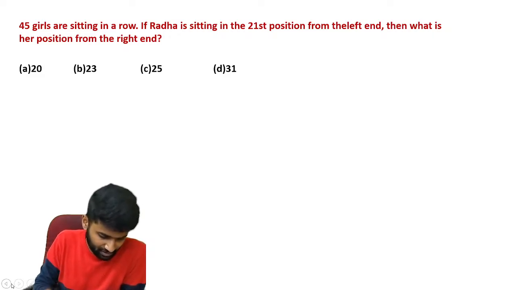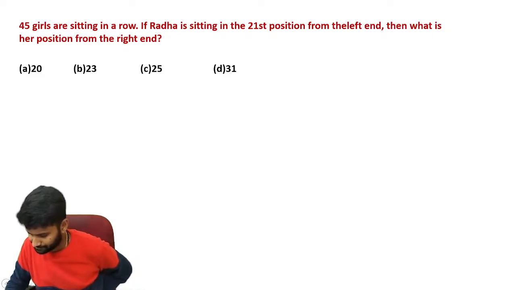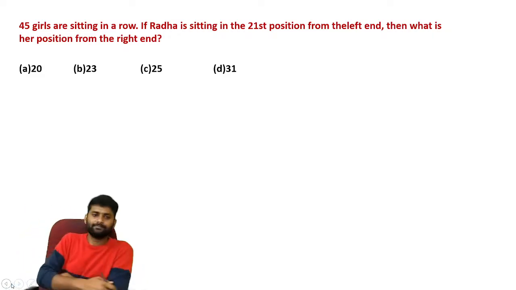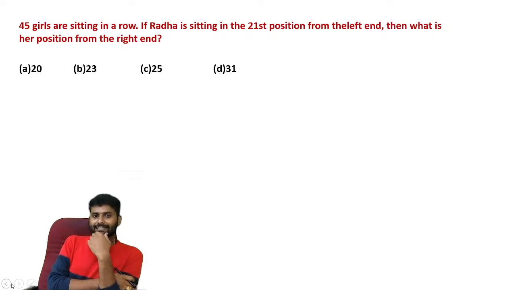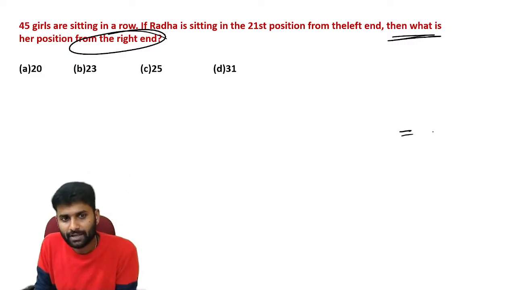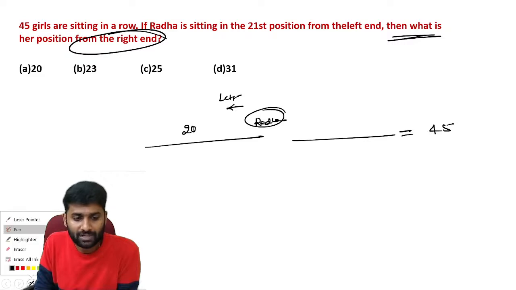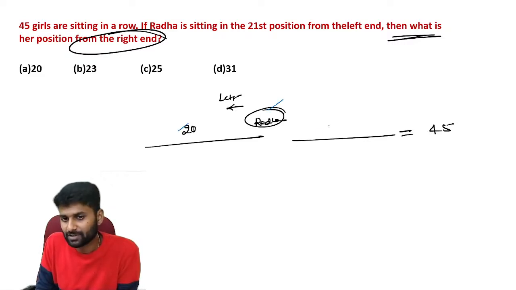Let's see this question from the ranking concept. Now see, 45 girls are sitting in a row. If Radha is sitting 21st position from the left end, then what is her position from the right end? Now in this question you have to include Radha. Remember that point. In a row there are a total of 45 girls. If we count Radha from the left end, her position is 21. It means on the left side of Radha there are 20 people. According to the data, the total count is exactly 45. Now 20 plus 1 is 21. So definitely on the right side of Radha we have 24. Then only you will get the total count of 45.